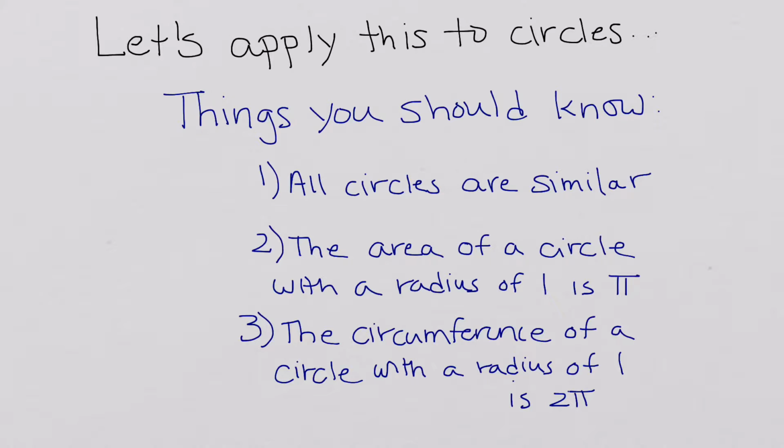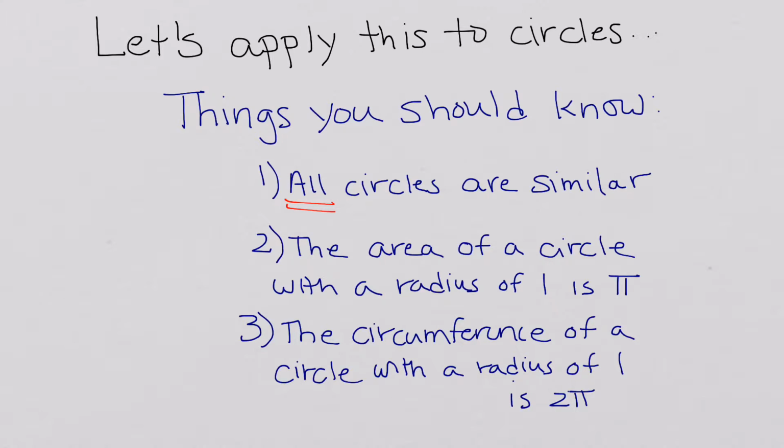Some things you should know before we begin. Number 1, each and every circle is similar. There is no other difference between them. They are similar. No matter what the size is, no matter how big they get, all circles are similar. And I want to emphasize that because it's very important. All circles are similar. Number 2, the area of a circle with a radius of 1 is pi.